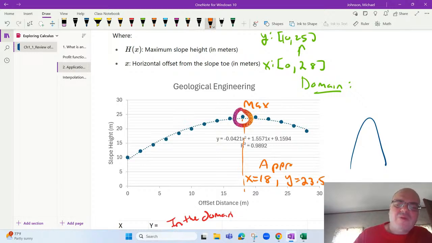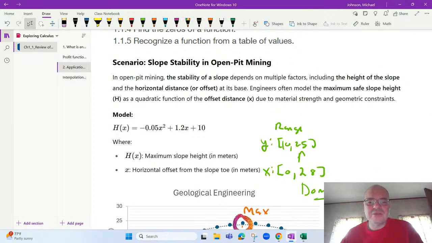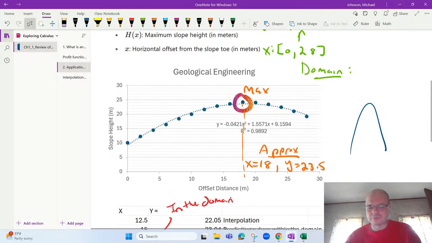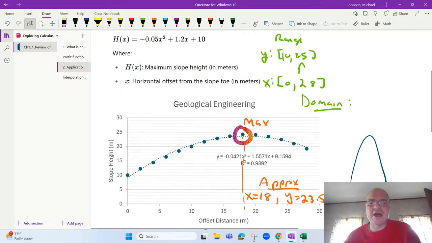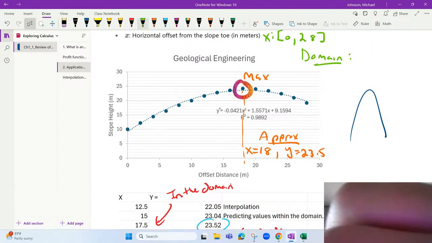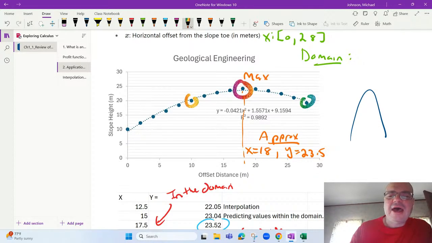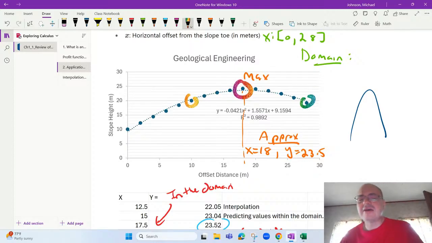We can approximate the point from the graph where we can maximize our slope height with this given offset. Or we might be interested in other points. We might want a certain maximum height to be only 20. If we're looking for values that cause the maximum height to only be 20, you've got some values on the graph at x equals 10 and 28 that will give you a slope height of 20. So there are different ways of looking at the graph and describing it.